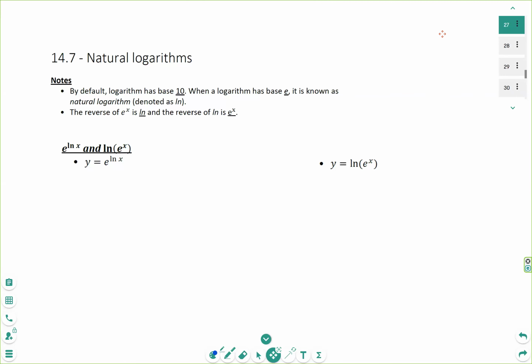Welcome to Pure One, Chapter 14.7, where in this lesson we are looking at natural logarithms.